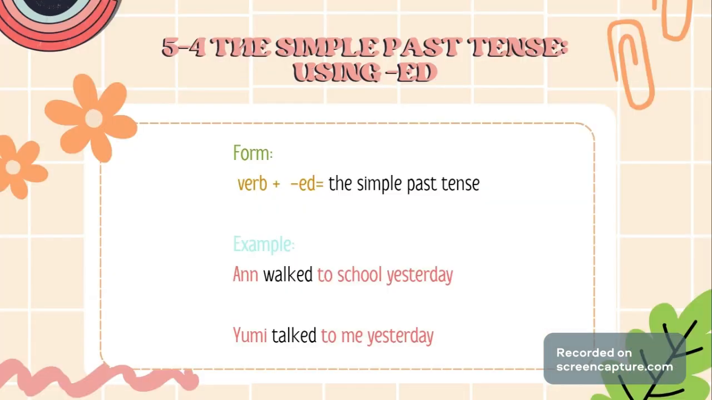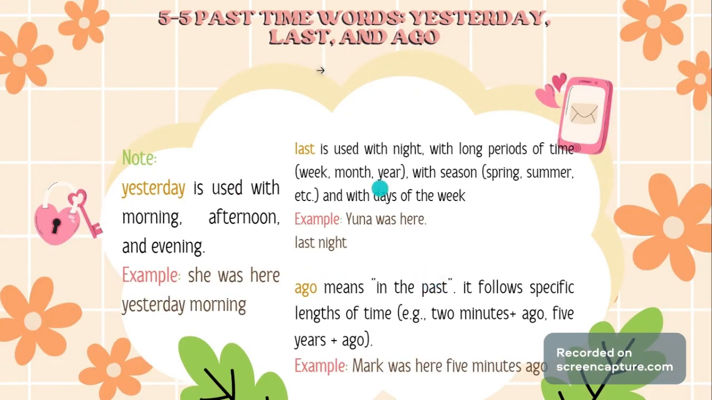Next, the simple past tense using ed. Form is a verb plus ed. It indicates the simple past tense. Example: Ron walked to school yesterday. So the verb is walk. So we add ed. It indicates the simple past tense. So the adverb of time yesterday is for the past tense. Next, past time words: yesterday, last, and ago.